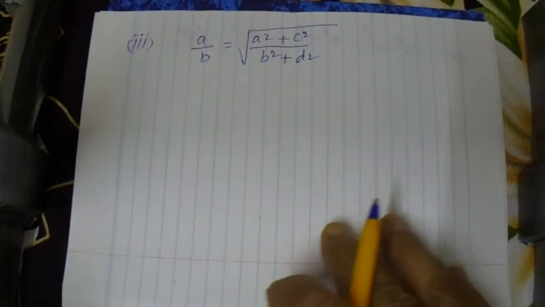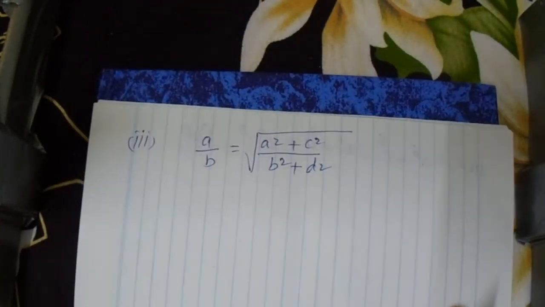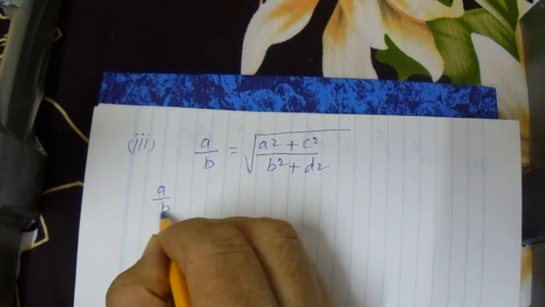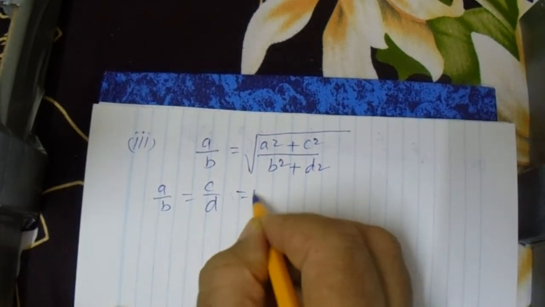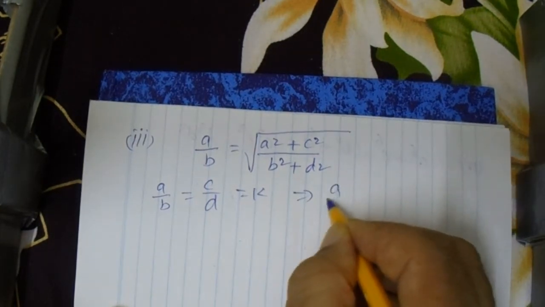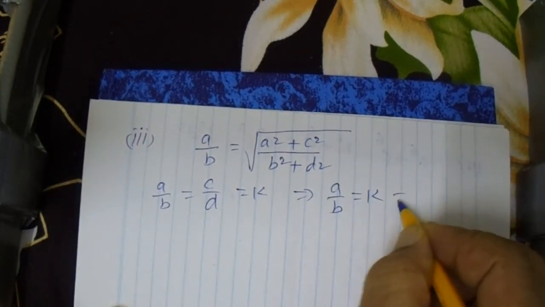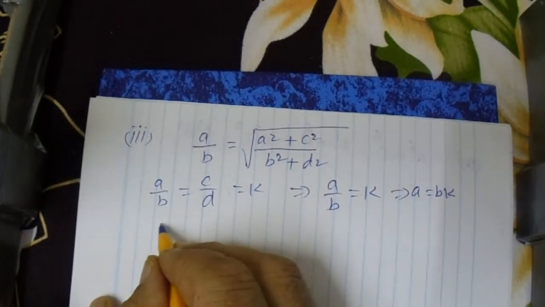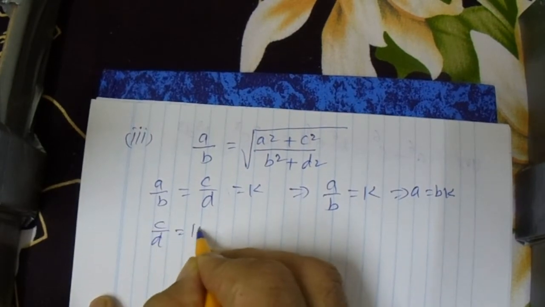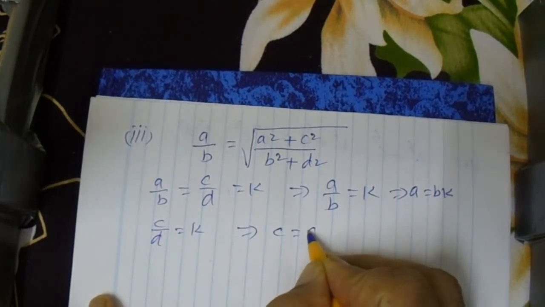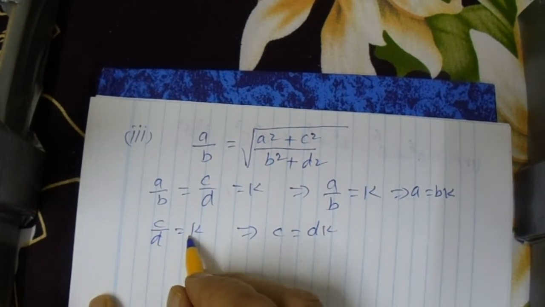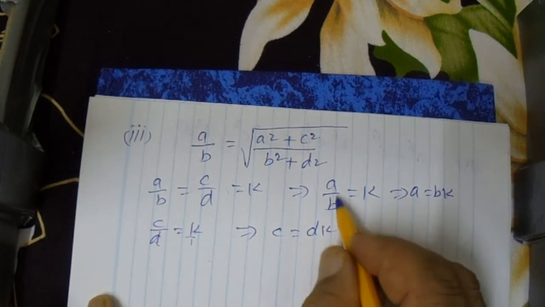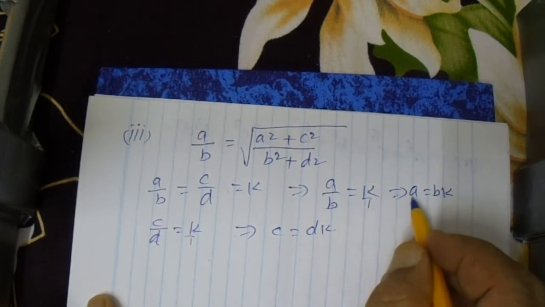Now part 3 of question number 1 is this. We again take a over b is equal to c over d is equal to k. From this a over b is equal to k, here a is equal to bk, and c over d is equal to k, and here c is equal to dk.